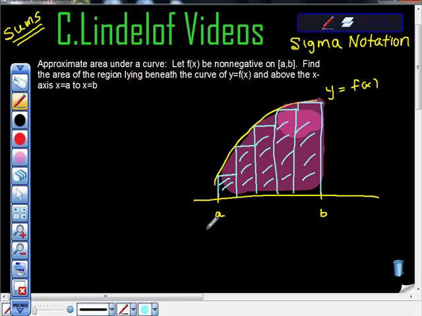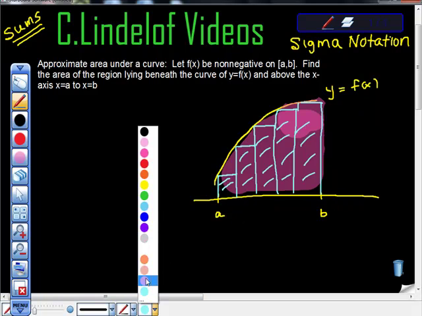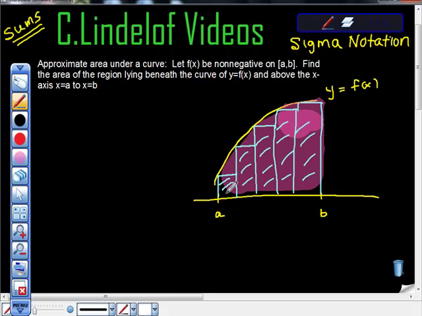So this is our first x value, and this is our second one. Look at this for a second. My intention was to make all the bases the same width. So the width from here to here, this base right here, I'm going to call that delta x, or change of x. And if this base is change of x, then so is this one, and so is this one, and so is this one, and so is this one. They're all intended to be equal subintervals.